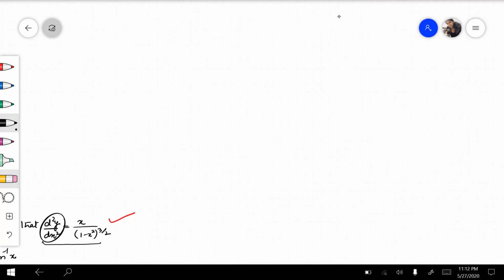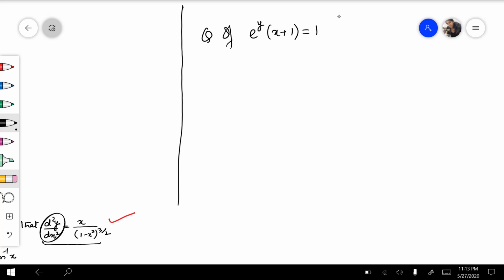Let's take another one. Question is, if e raised to power y into x plus 1 equals 1, then show that d2y upon dx square is equal to dy upon dx whole square.